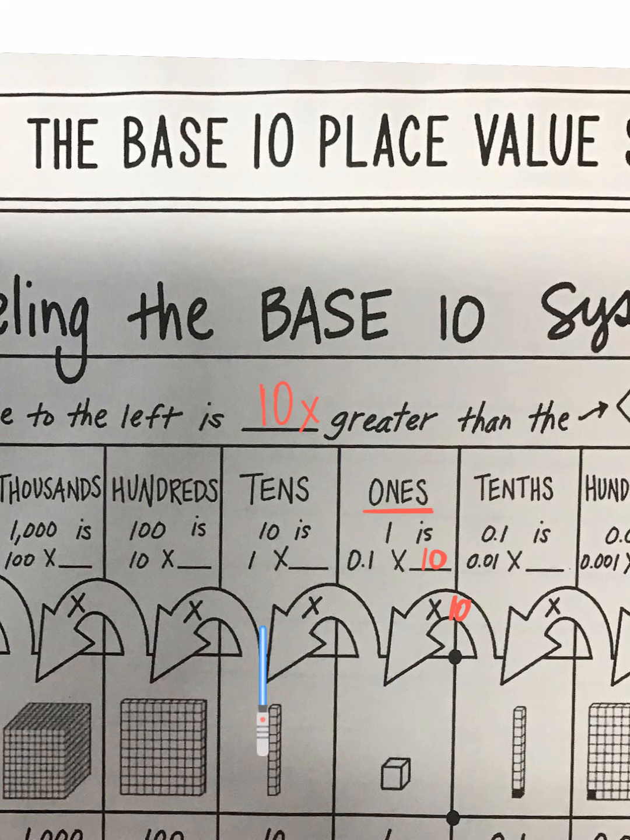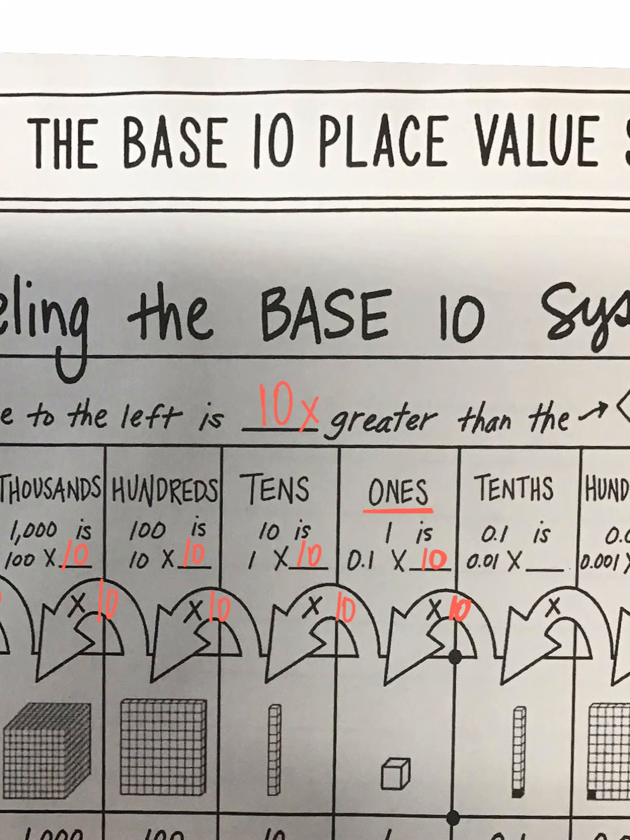If I go to the left again, I'm multiplying by 10. So the tens place is 1 times 10. Then going to the left again, from the tens to the hundreds, 100 is 10 times 10. I'm multiplying by 10 again when I move to the left. To get from the hundreds to the thousands, 1,000 is 100 times 10. Since I'm moving to the left, I'm multiplying by 10 again. And then the last one, 10,000 is 1,000 times 10. Down here is times 10 again.